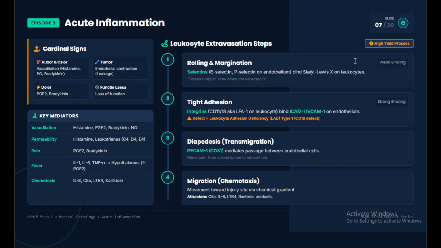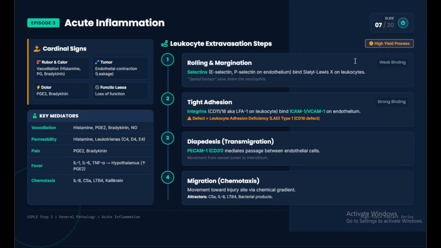Now, the fourth thing is the functional laesa, which simply is a secondary sign of the inflammation, and it is usually due to pain and swallowing that is limiting the movement. So these are the four cardinal signs of the inflammation.